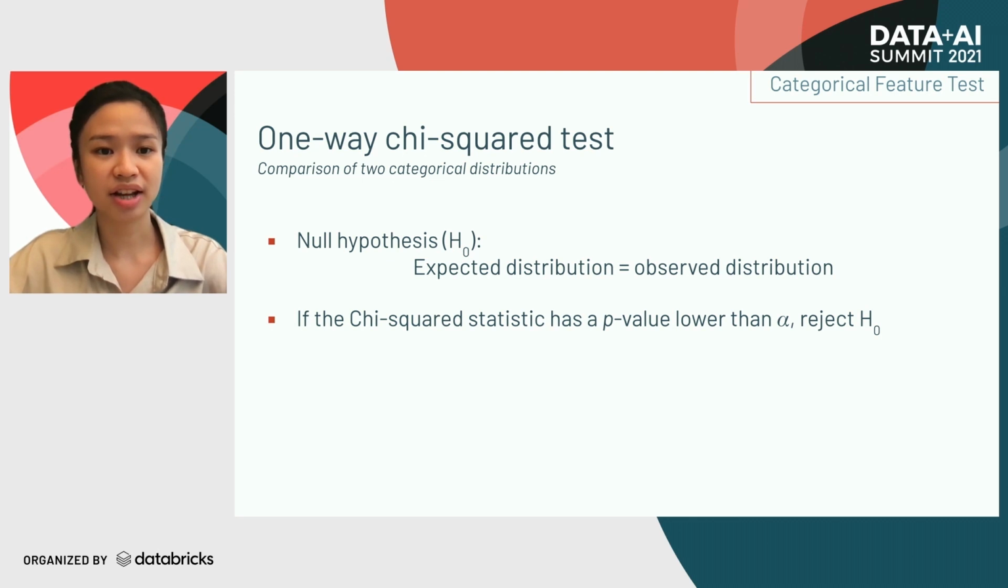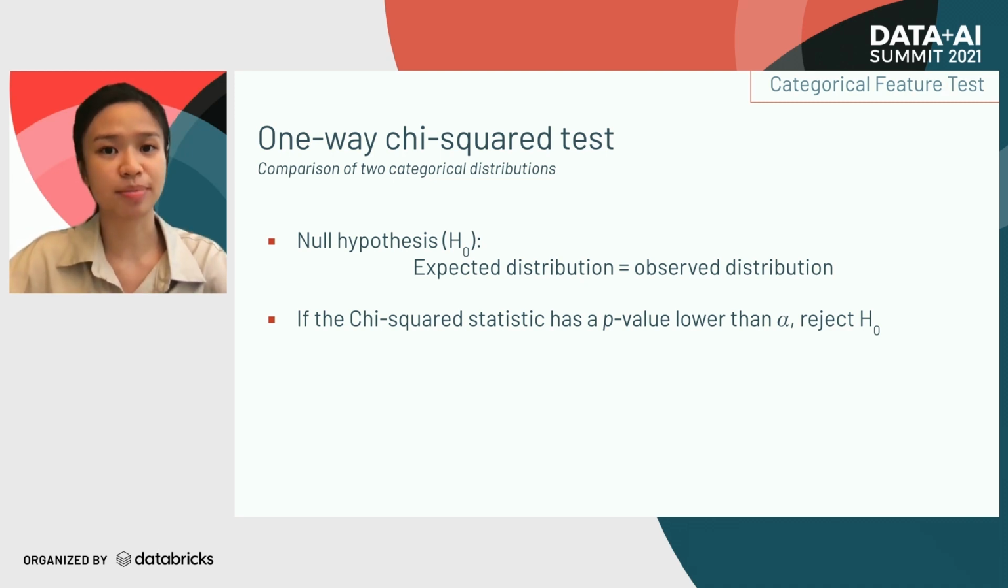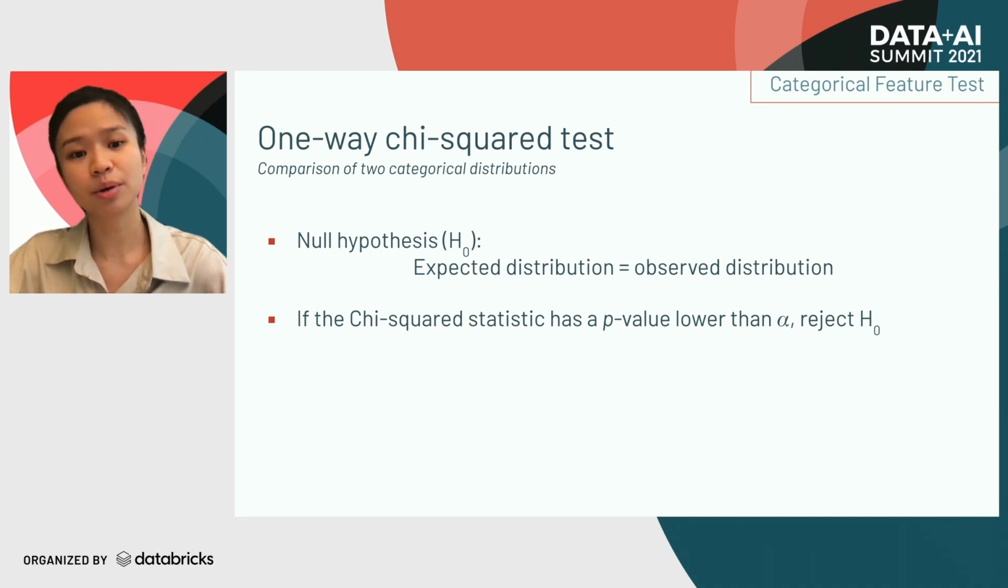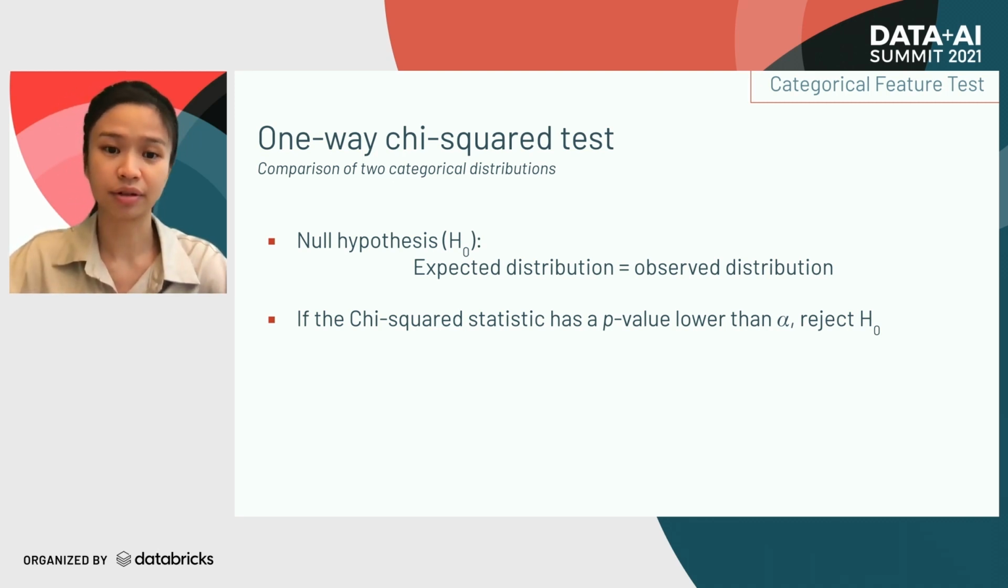The one-way chi-squared test compares the expected count distribution and observed count distribution of the categorical variable. The null hypothesis is that the observed distribution, which is the incoming data, is equal to the expected distribution, which is your production data. Similar to before, if the chi-square statistic has a p-value lower than alpha 0.05, then we can reject the null hypothesis. So far we have been talking a lot about the tests that we should use for monitoring the data. In the next slide, we'll be discussing the monitoring tests that will be useful for the models.